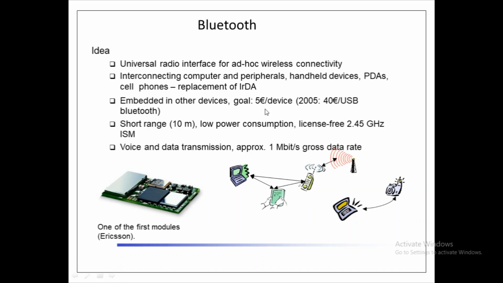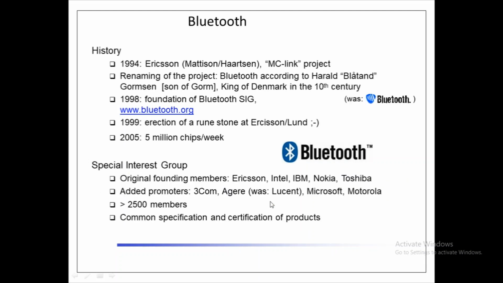Now, in the image, you can see how Bluetooth accesses all the wireless devices. One of the first models developed by the Ericsson company is shown here in the diagram. Now we'll see about the history of Bluetooth.